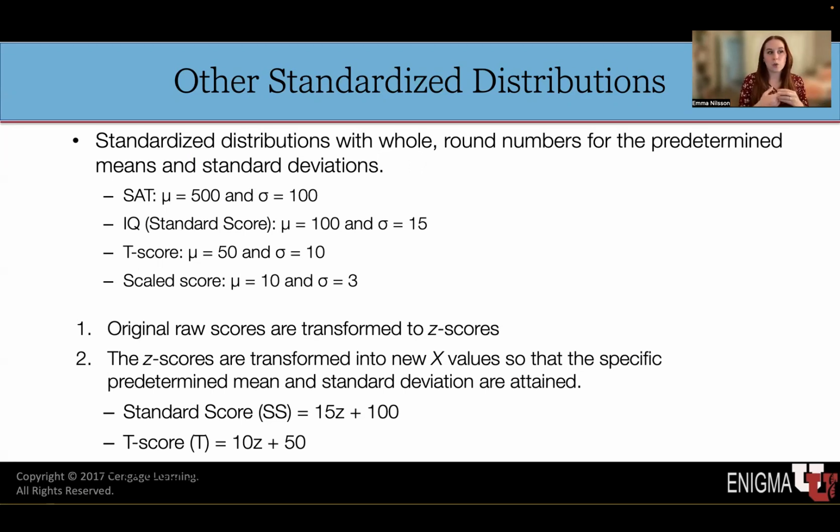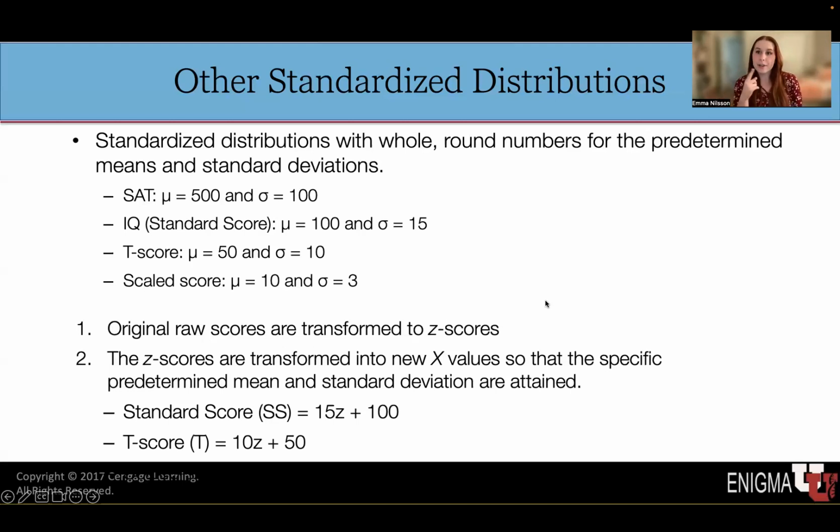Standardized scores like this are frequently used in different types of psychological and educational testing. So for example, if you took the SAT or if you've ever taken an IQ test, your score is standardized with a mean of 500, standard deviation of 100, or with the IQ test, a mean of 100 and a standard deviation of 15. We also use this when we do T-scores and when we use scaled scores.